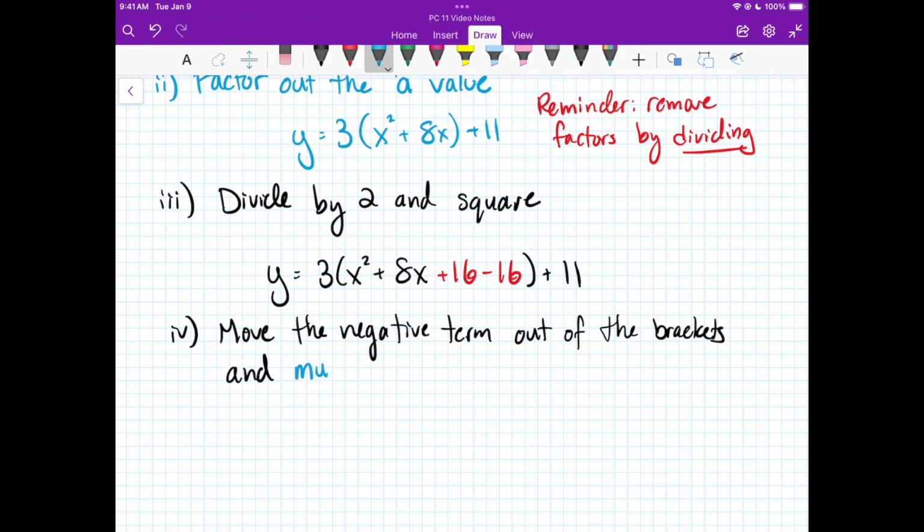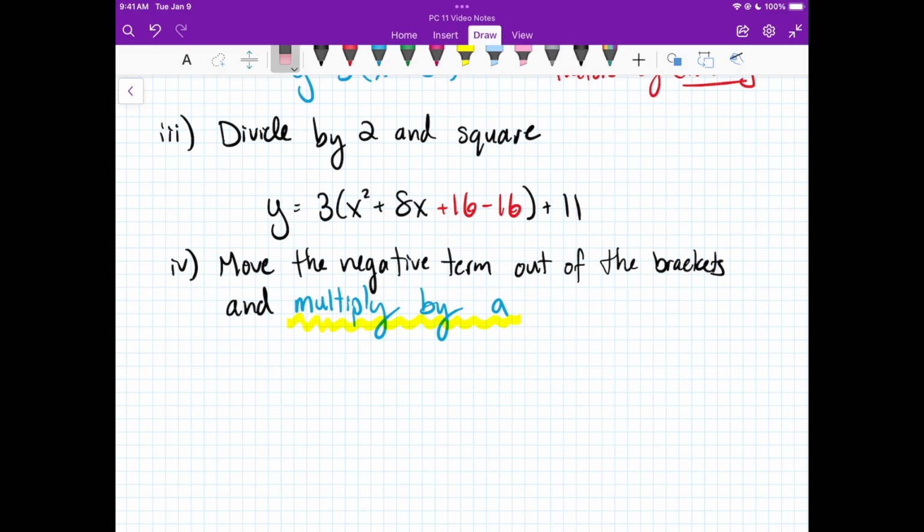So our changed step is we are going to move the negative term out, but then we are also going to multiply it by a when we do so. So our first change was taking out the a value, and now our second change is multiplying it back through, but just by that term that we're moving out. So that gives us y equals 3, and so we've still got the x squared plus 8x plus 16 inside the brackets. And then we have the plus 11. And so now, instead of having a minus 16 on the outside, we're going to have a minus 48, because I had to do 16 times 3.